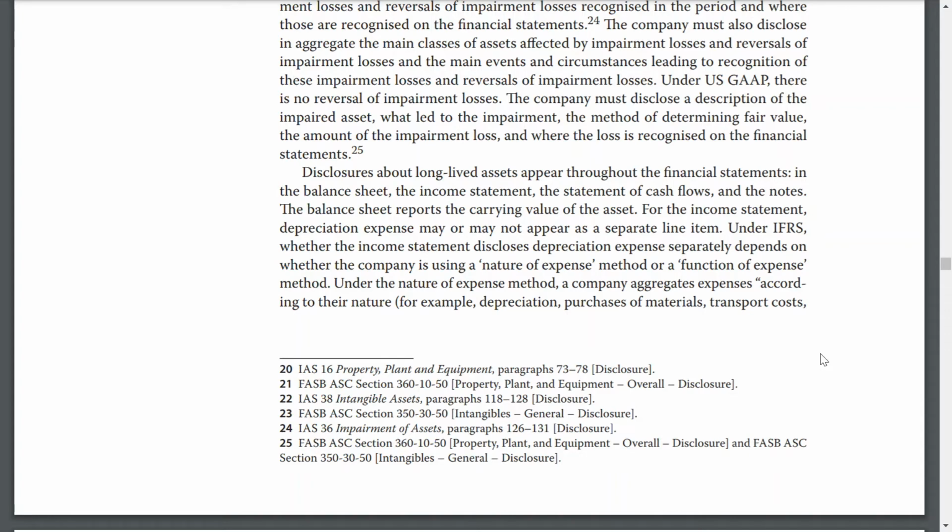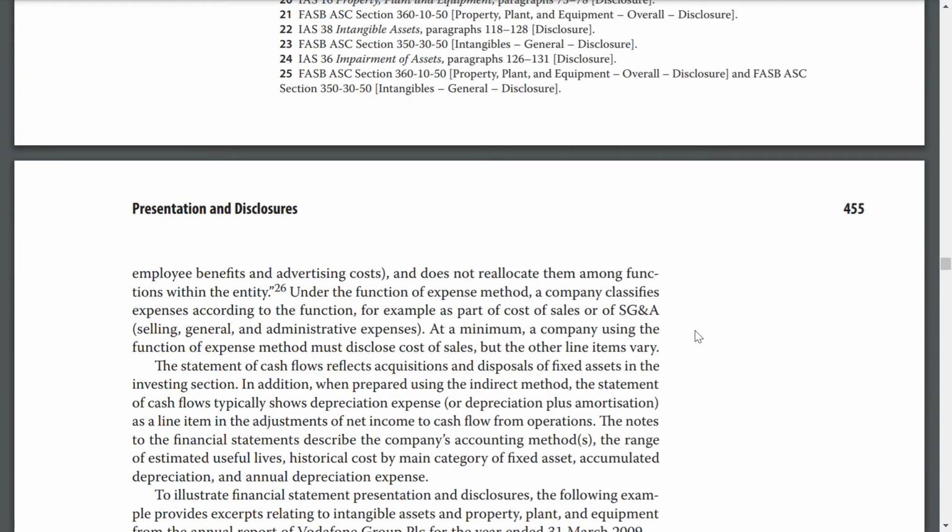Under the nature of expense method, a company aggregates expenses according to their nature, and does not reallocate them among the functions within the entity. Under the function of expense method, a company classifies expenses according to their function, for example, as part of cost of sales or SG&A. At a minimum, a company using the function of expense method must disclose the cost of sales, but the line item varies.